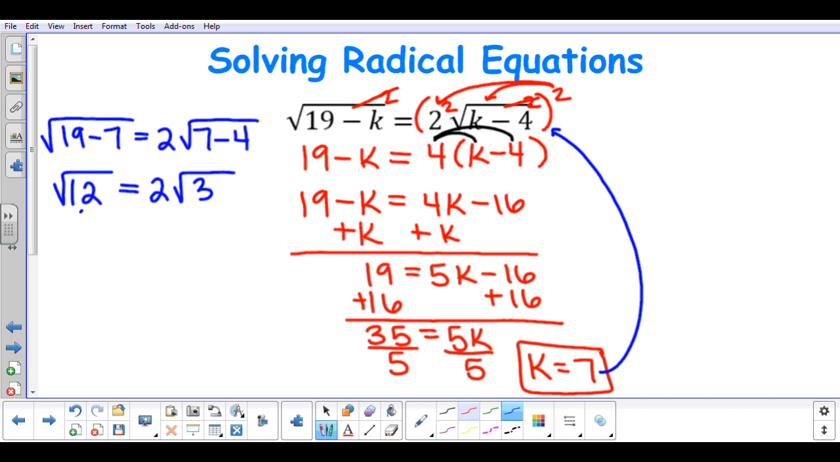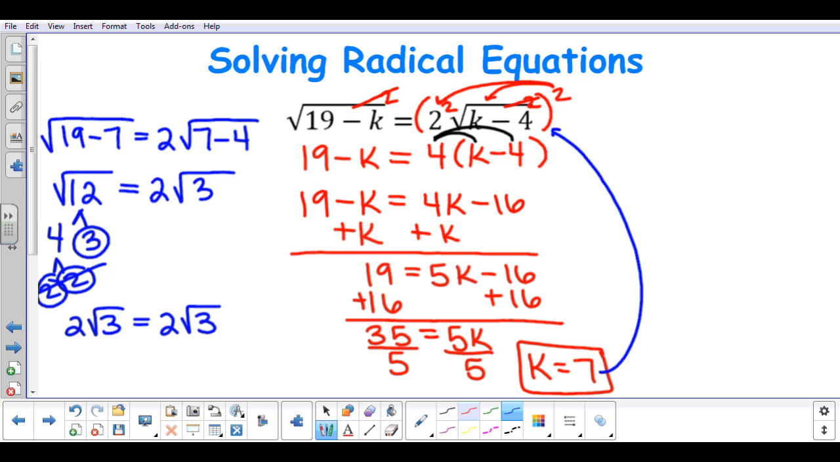If I simplify my square root of 12, I break it down into 4 and 3. 4 is 2 and 2. My pairs will go in front, so my square root of 12 is now 2 square roots of 3, and on the right side I have 2 square roots of 3 as well. So my solution checks.